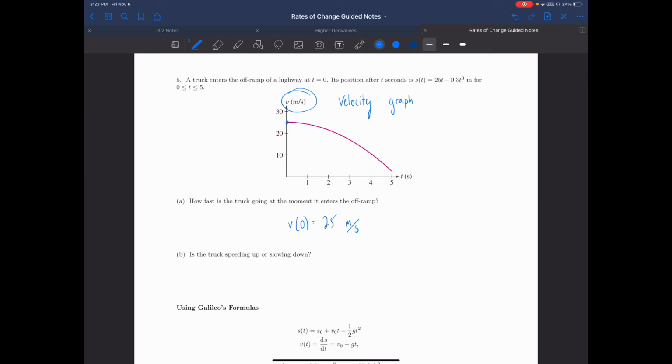Is the truck speeding up or slowing down? Well, that's saying, are the function values increasing or decreasing since we're looking at a velocity graph? Well, we can see that it is slowing down. Again, that might seem obvious, but these function values are decreasing, so its velocity is decreasing on that interval.